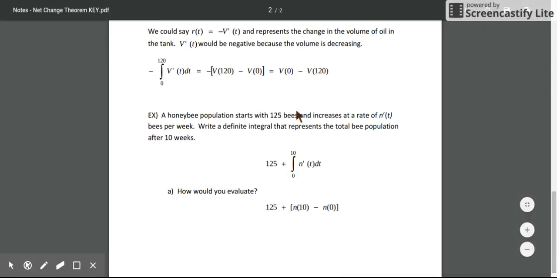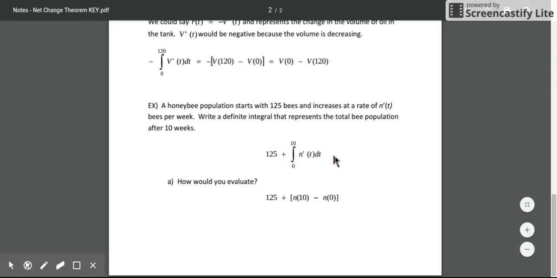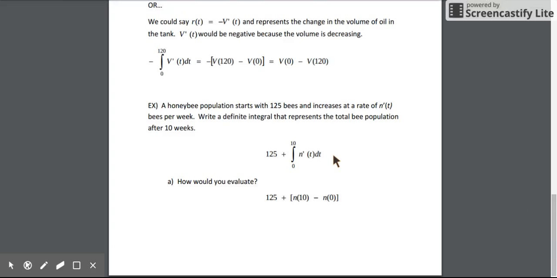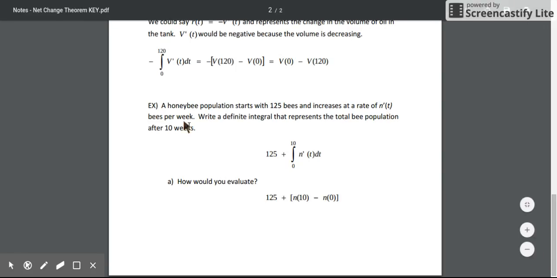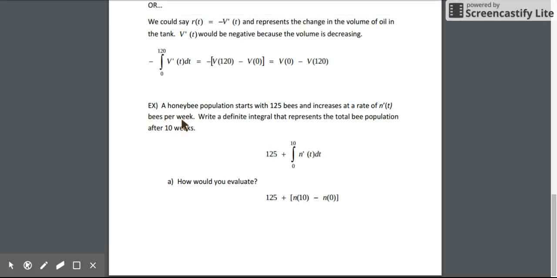One more time, let's go at it from a different angle. We're told that a honeybee population starts with 125 bees, and its population is increasing at a rate represented by this. And it's increasing at a rate of bees per week. So this time, let's write a definite integral that represents this information, and then show how we would evaluate it. So if we're starting with an initial population of 125, then that is in addition to all of the bees that are added after that.